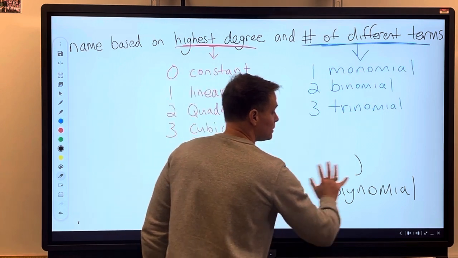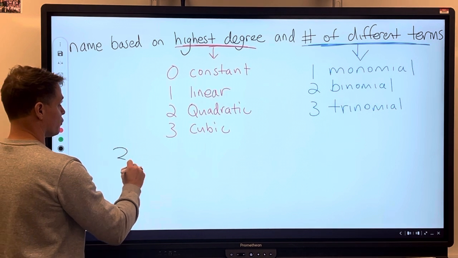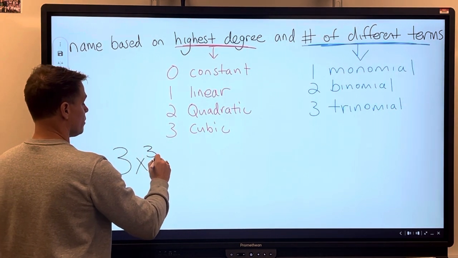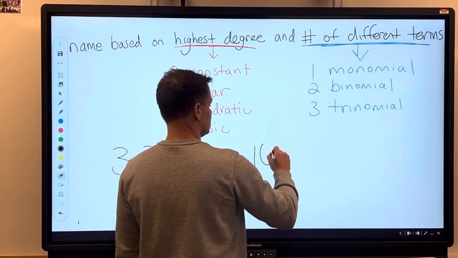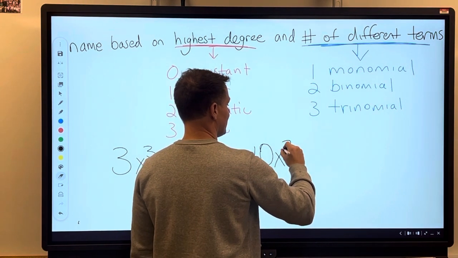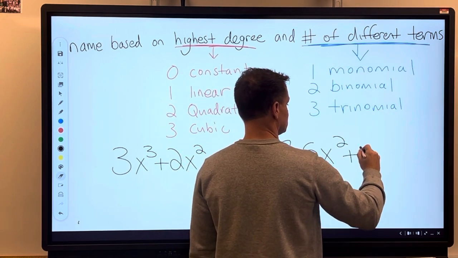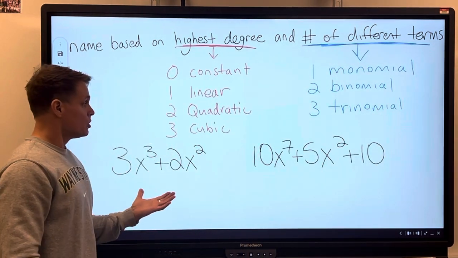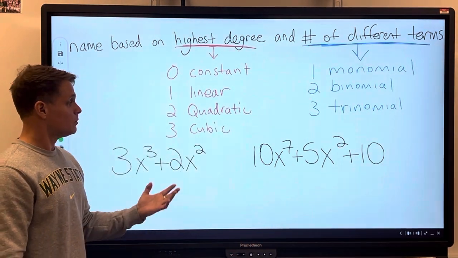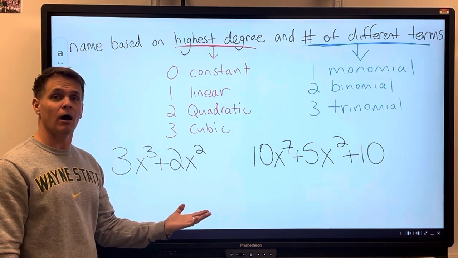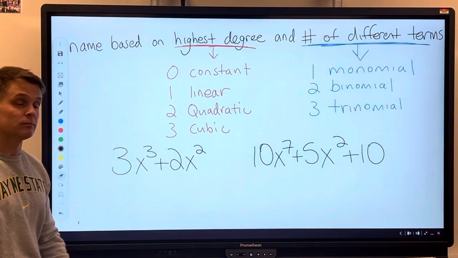All right, now, I'm going to write 2 on the board. I want you to try them. So let's say we have 3x to the 3rd plus 2x squared. And then let's say we have 10x to the 7th plus 5x squared plus 10. Go ahead and name these based on the highest degree and the number of different terms. Pause the video. When you're done trying it, unpause the video, and then I'm going to do the answer, and let's see if we come up with the same answer. Ready?